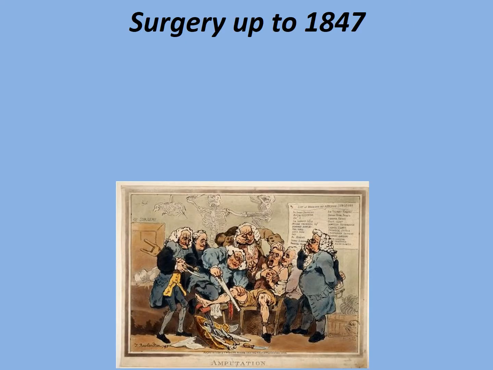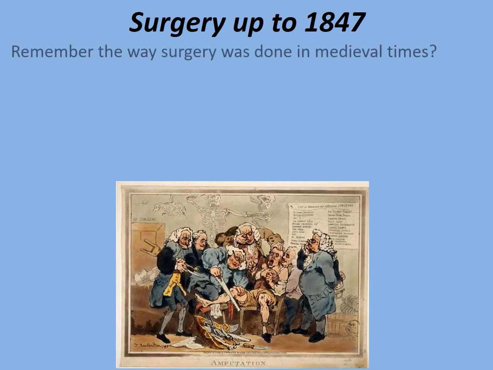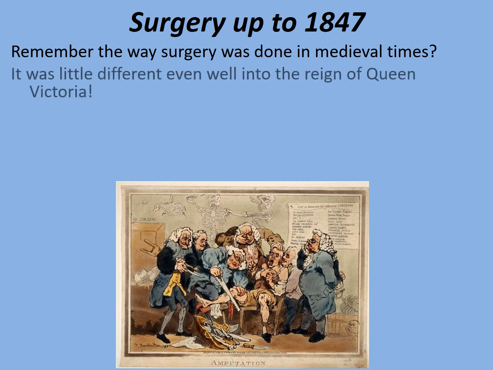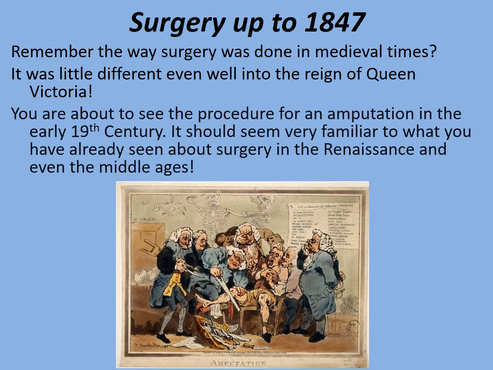Let's consider surgery up to 1847. You may remember the way that surgery was done in medieval times. This was often with the barber surgeon, and if you're unfamiliar with this, look back at one of my previous lessons on the people who helped the sick in medieval times to remind yourself. It was little different even well into the reign of Queen Victoria. You're about to review the procedure for an amputation in the early 19th century. It should seem very familiar to what you've already seen about surgery in the Renaissance and even in the Middle Ages. So let's have a look.